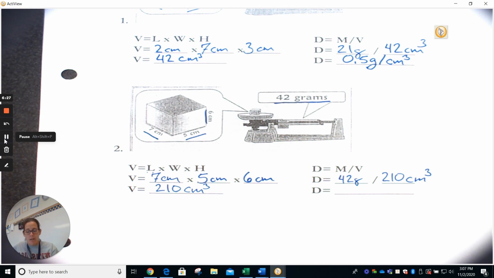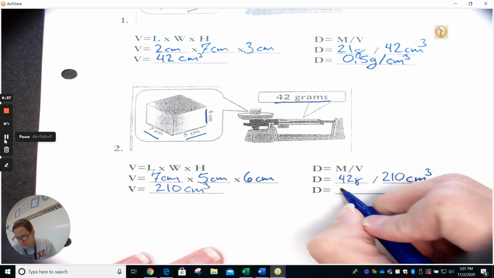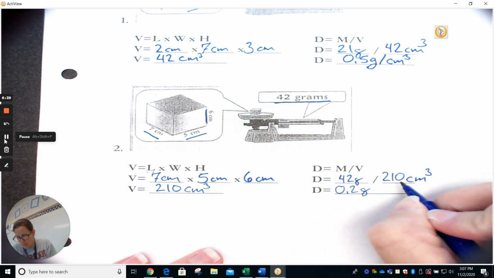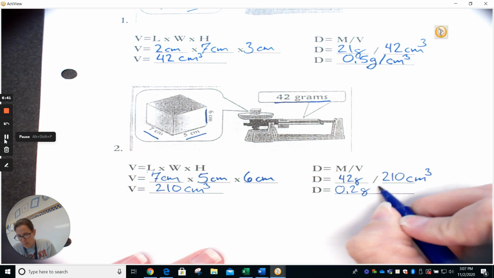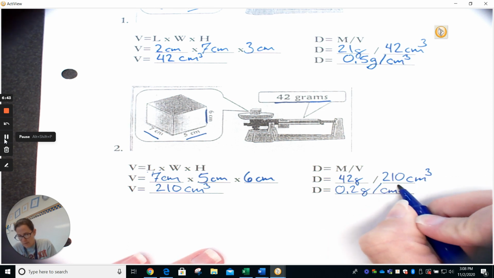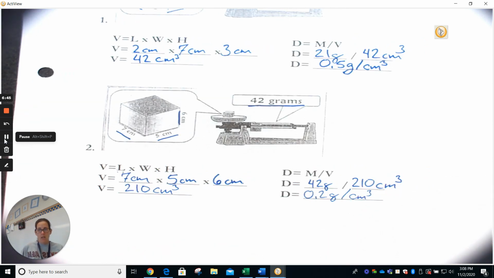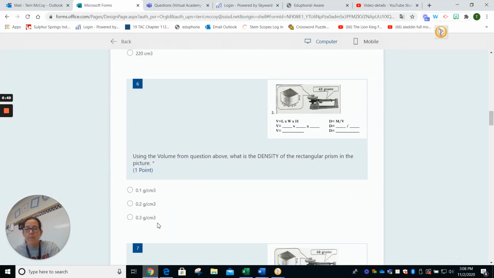Okay, so we're going to plug 42 grams divided by 210 in our calculator, and we get 0.2 grams. Remember, we're bringing down our units per centimeter cubed. Okay, so we're going to go back to our form, and we're going to select 0.2 for our answer.